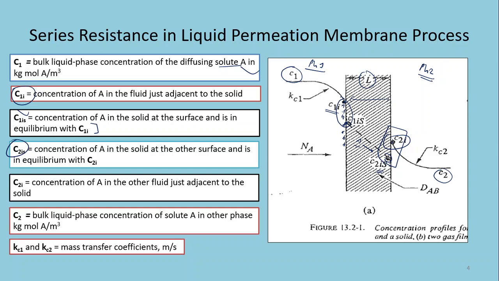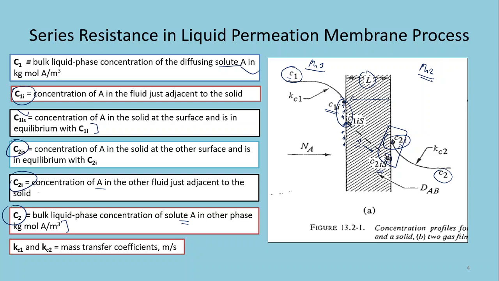This is C2I. So there is the equilibrium relationship between these two, and C2I is the concentration of A in the other fluid adjacent to the solid. And then C2 is the bulk concentration of A in the other phase in kilomole A per meter cube. So in this way we can get the meaning of C1, C1I, C1IS, C2IS, C2I and C2.